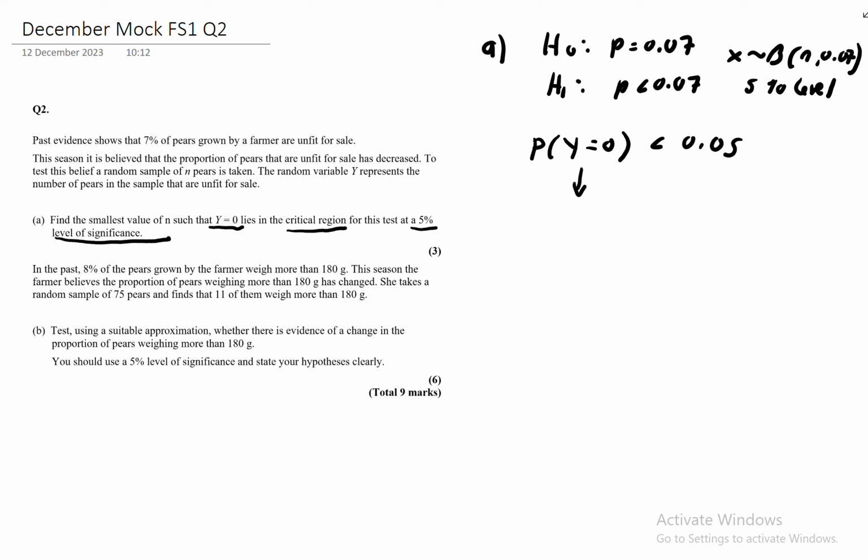To find the probability of y equals 0, we can use the formula. So nC0, p, which is 0.07 to the power of 0, then 1 minus p to the power of n minus 0. These are both 1. So this becomes 0.93 to the power of n is less than 0.05.